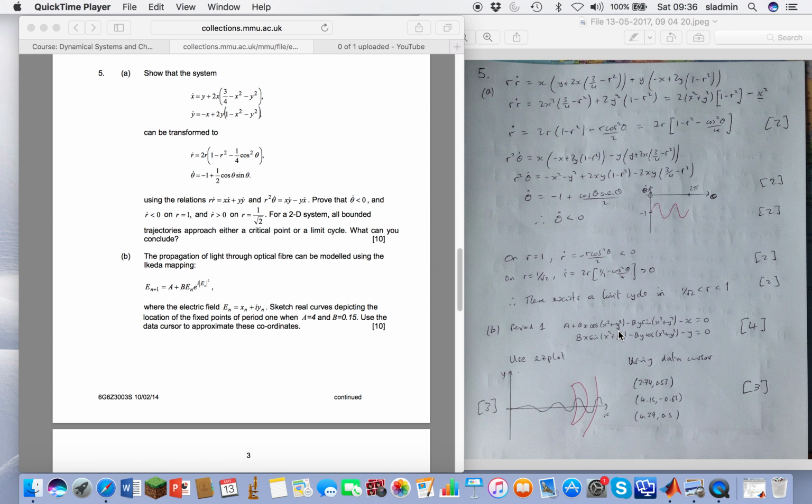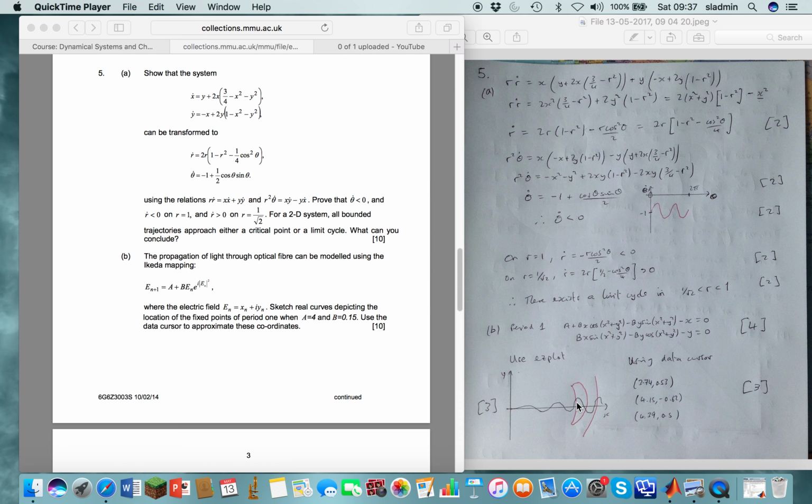So to substitute those values, again we can use EasyPlot to plot these curves, and then we can use the data cursor in MATLAB to determine these points here where the curves cross. And if you use the data cursor, you'll see that you get 3 fixed points. So these 3 fixed points are found approximately using the data cursor in MATLAB. And that concludes the solutions to question number 5.